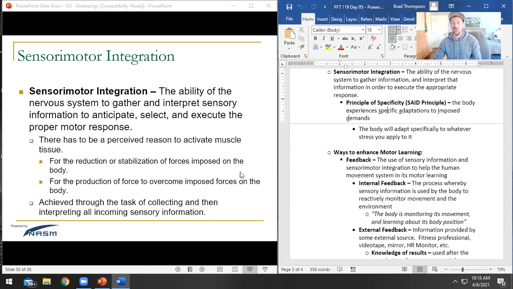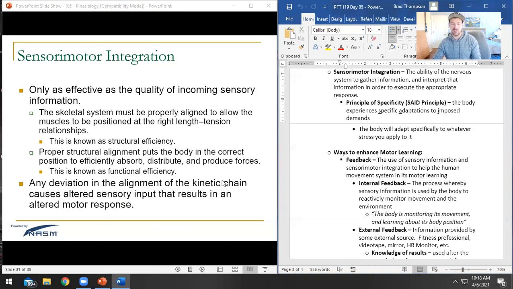So really good versions of things like that, where we're increasing production. This is great because it allows your body to learn how it's supposed to move and how to execute those movements. Now, one of the things that's really important to remember when it comes to sensory motor integration is it's only going to be as effective as the information that you are giving it. This is why training with good form is so important.